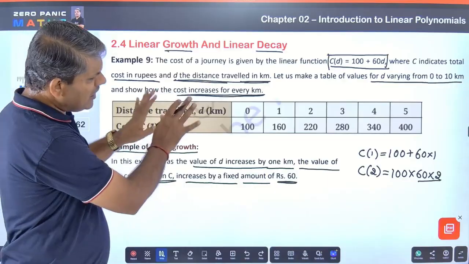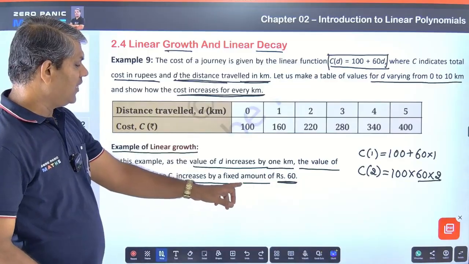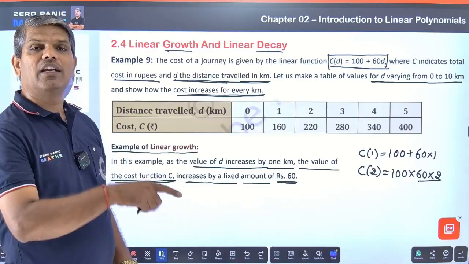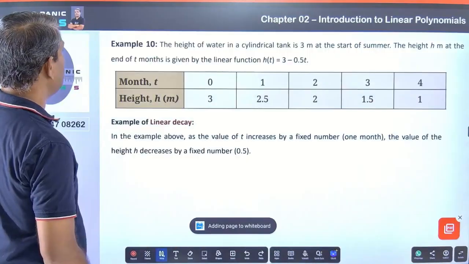Again, it is the same concept that is there in the linear decay also, but instead of the constant increase in the amount, it is going to be a constant decrease in one quantity. Okay, let us see another example.